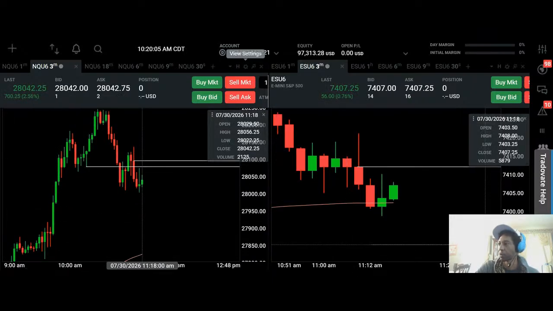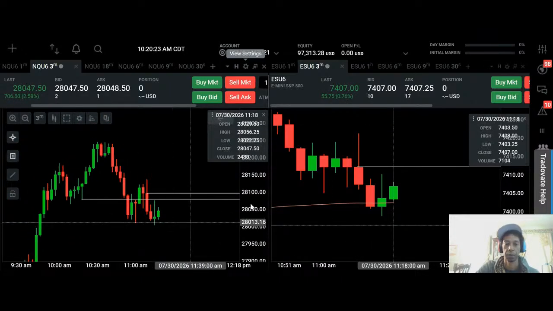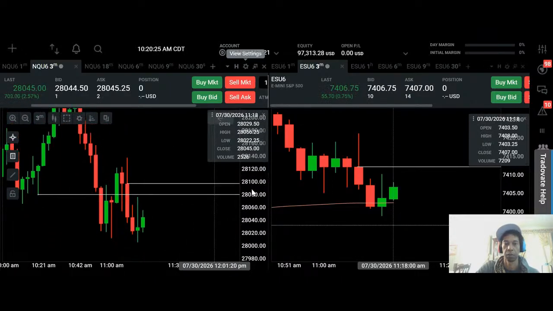We have a volume imbalance right there. Close is 854. Open is 854. We don't have a volume imbalance right there. So still gotta wait. We're gonna wait.